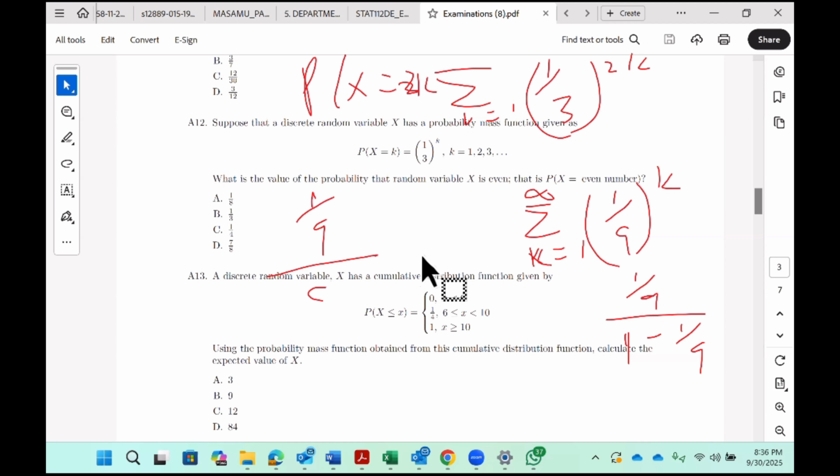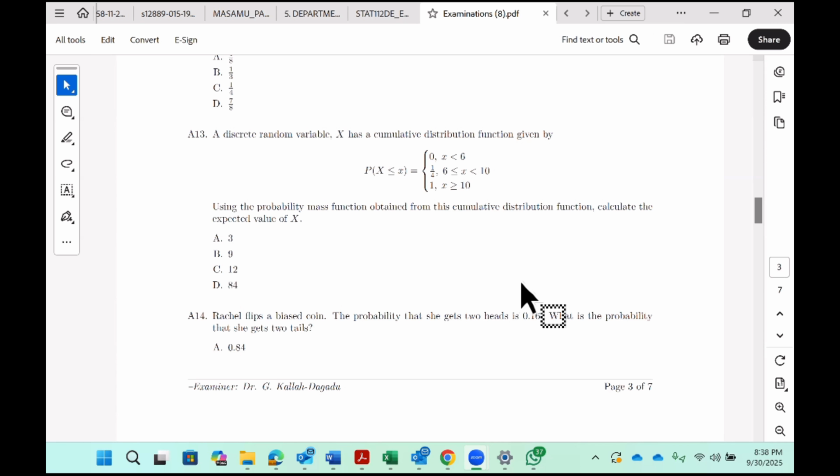It also gives us a discrete random variable. X has a cumulative distribution function given by 0 for x less than 6, 1 over 4 for x between 6 and 10, and 1 for x greater than or equal to 10. Using the probability mass function obtained from this cumulative distribution function, calculate the expected value of X.